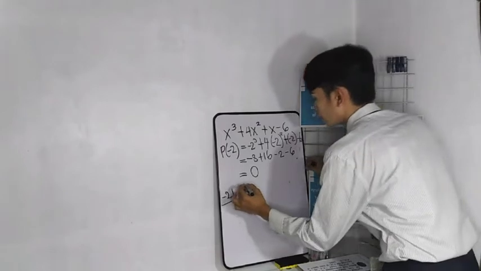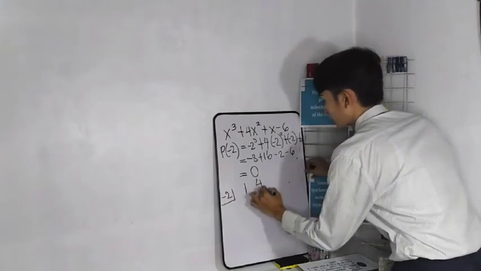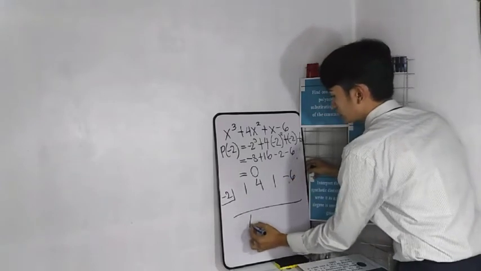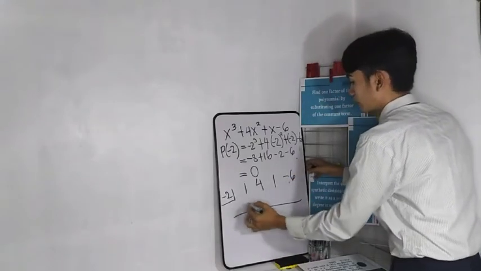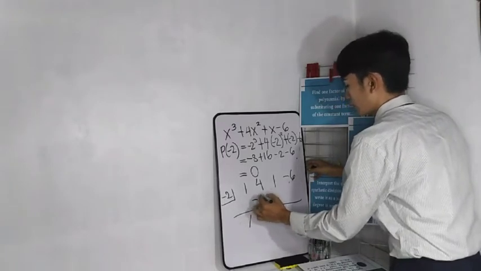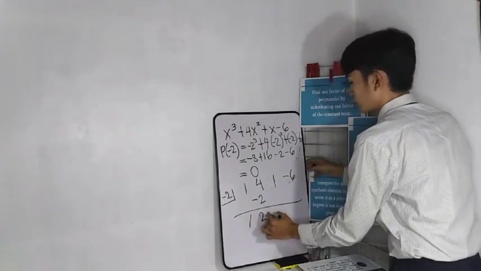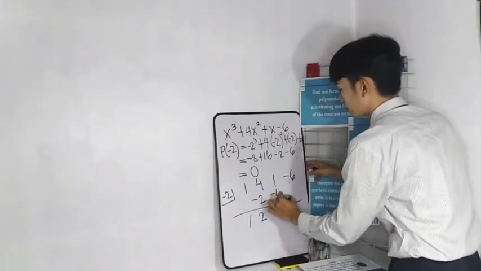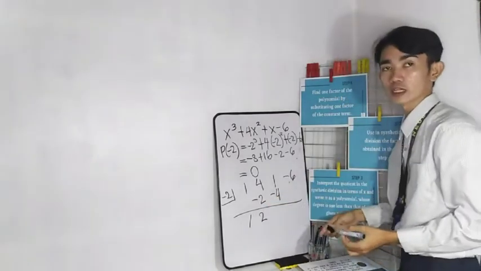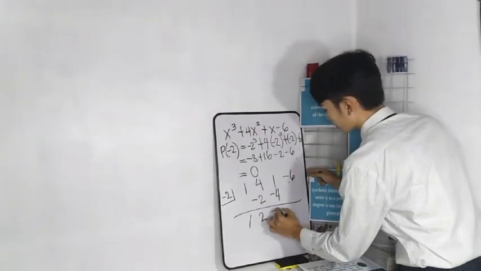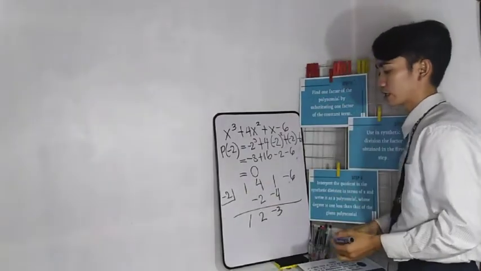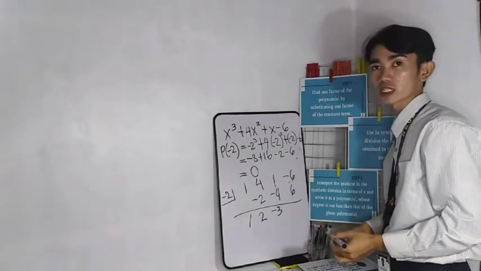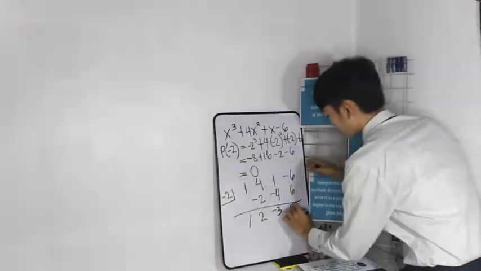Just write the coefficients 1, 4, 1, negative 6. Bring down 1. Multiplied by negative 2, we have negative 2. 4 plus negative 2 is 2, multiplied by negative 2 is negative 4. 1 plus negative 4 is negative 3. Multiplied by negative 2 is positive 6. Then negative 6 plus 6 is 0.